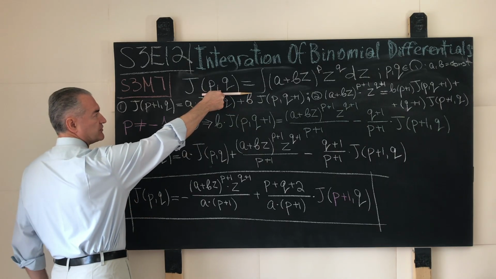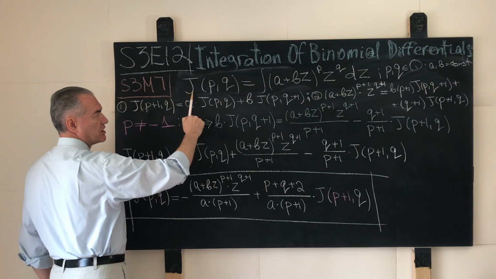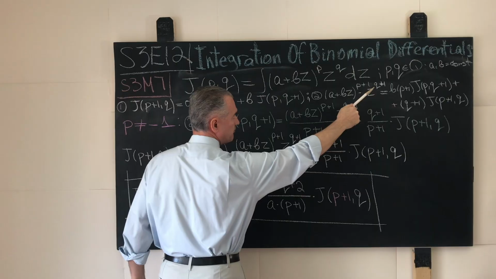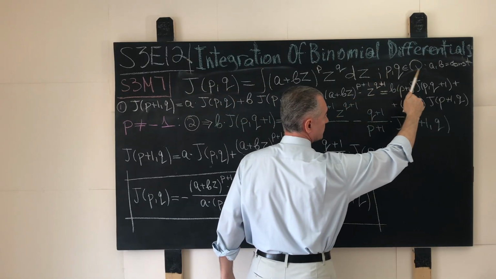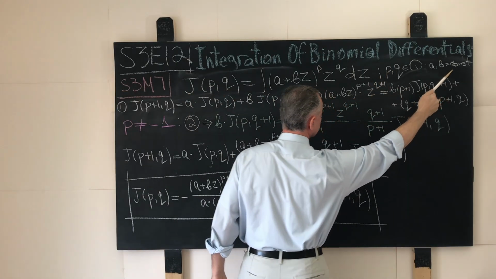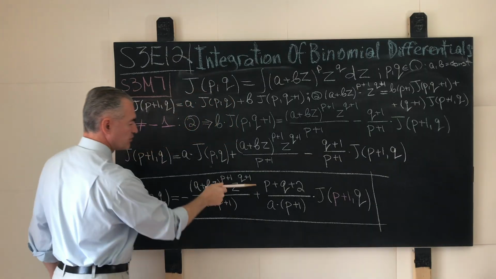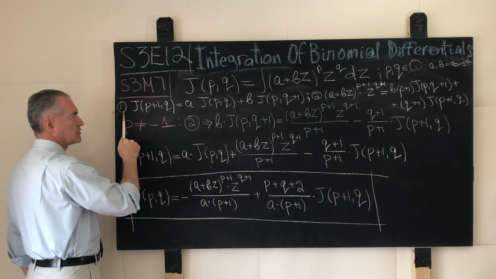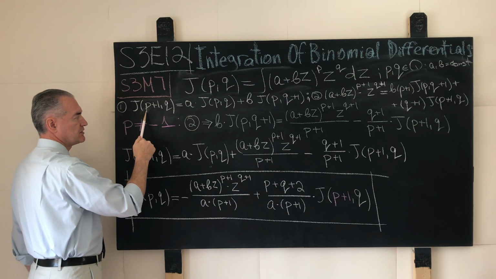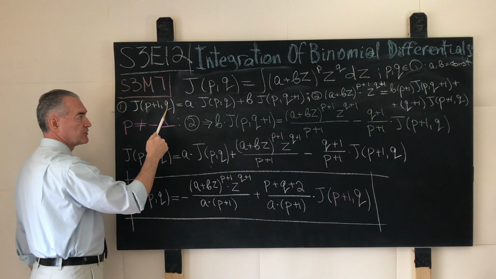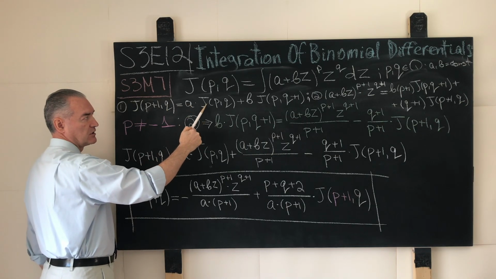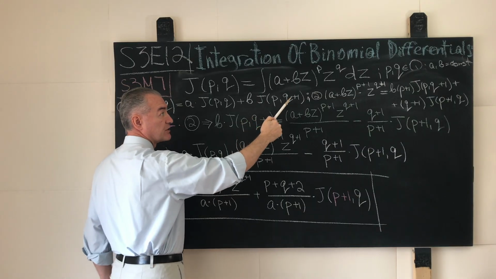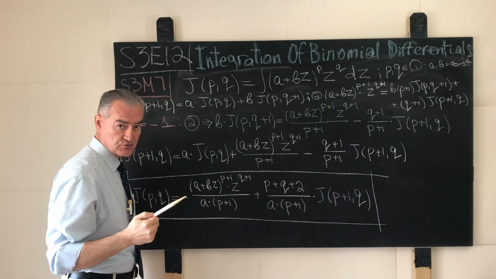On the top, I kept the definition of our integral J of p and q, two variables. P and q are rational numbers. A, b are two constants. And the two expressions that we developed in the previous segment, I lifted them up into equation number 1, which connects the integral J of p plus 1, q with the integral J of p and q and the integral J of p and q plus 1. That was our first relation.